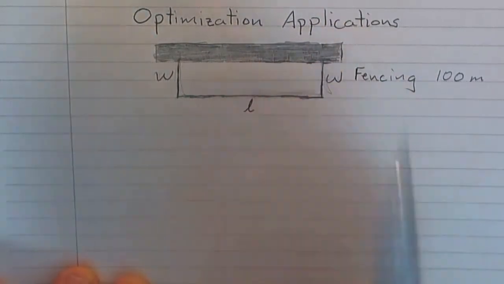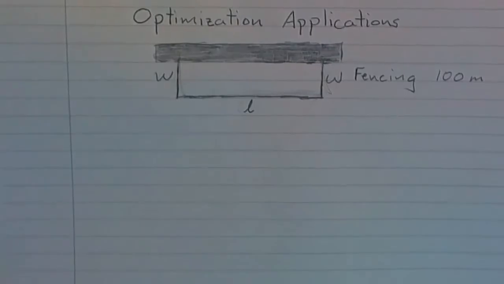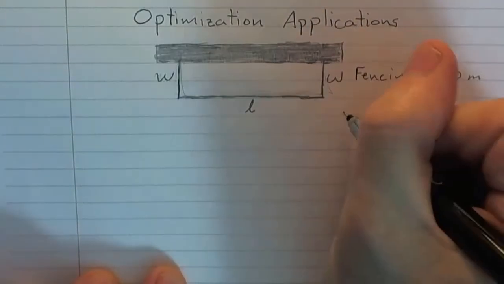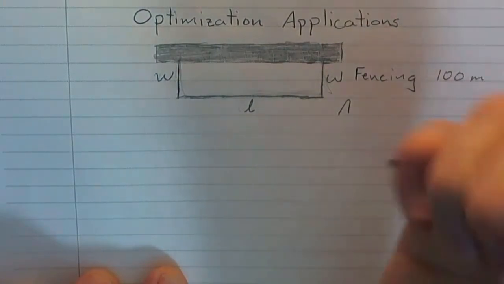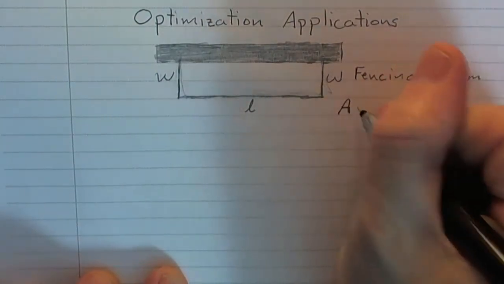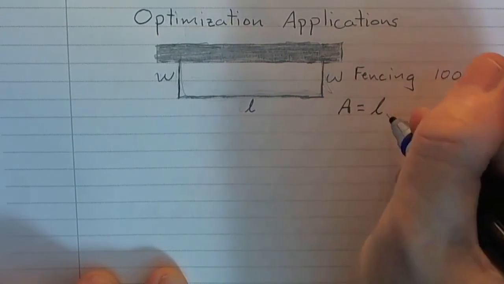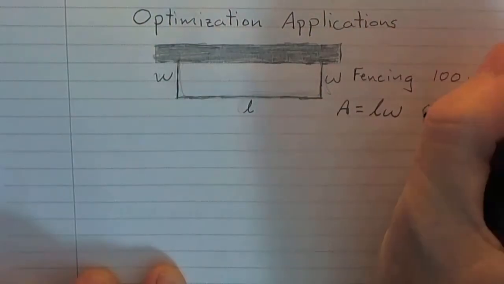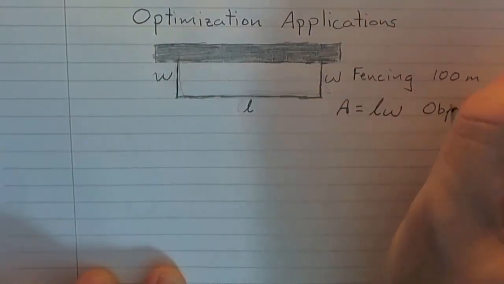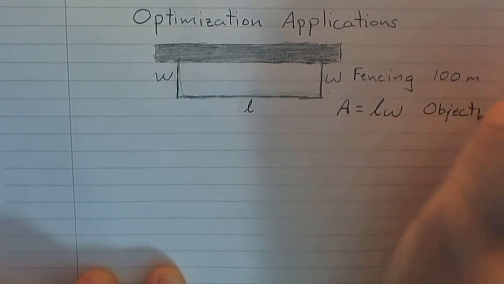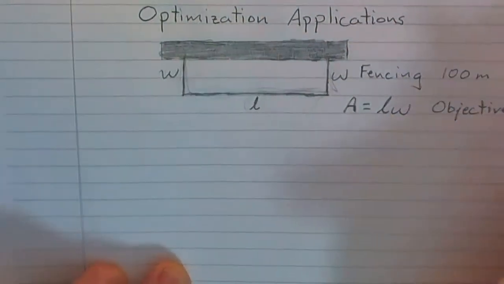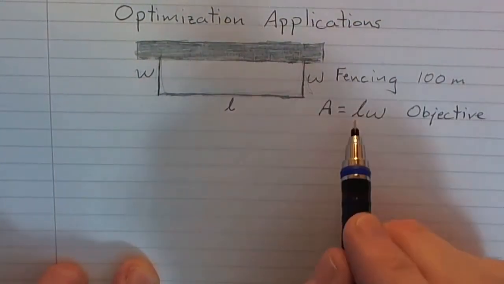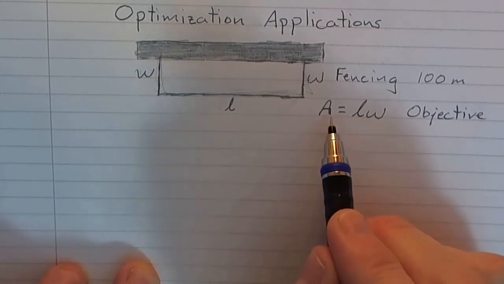Now, what I'm looking for is I want to optimize the area. In other words, I want to find how big this area can possibly be. In other words, I want to find the maximum value of length times width, because that's the area. Now this we call our objective. This is our objective equation right there. This is what we want to optimize.